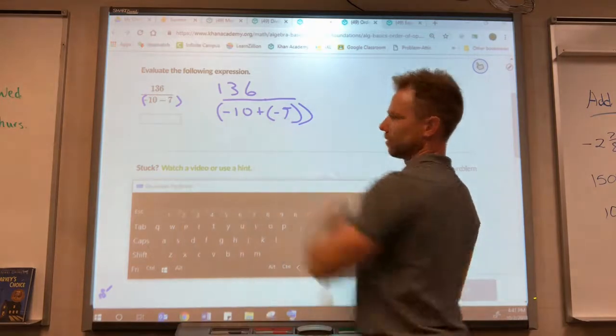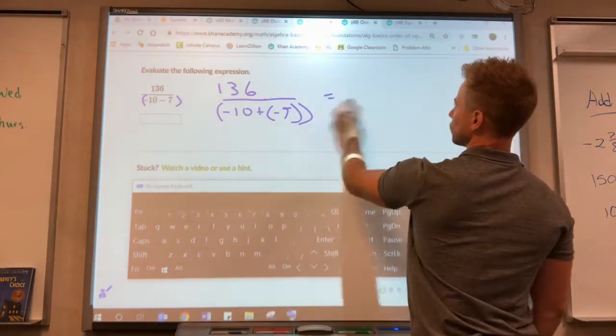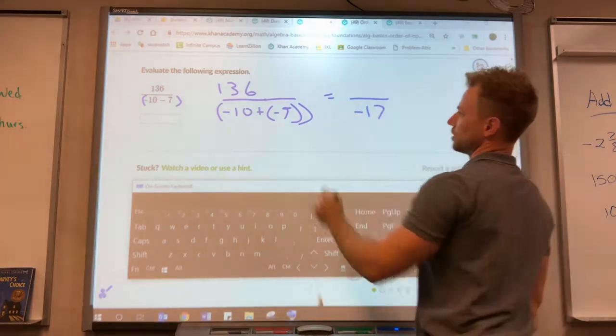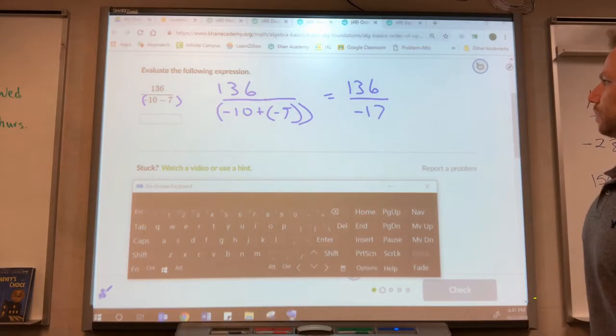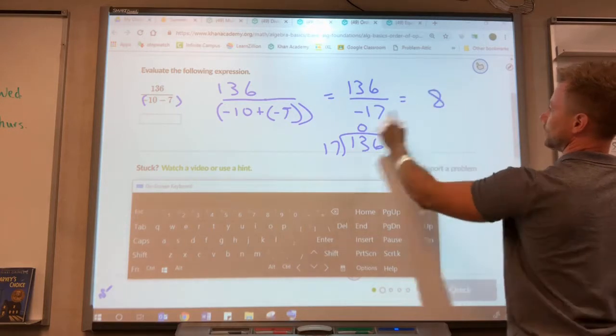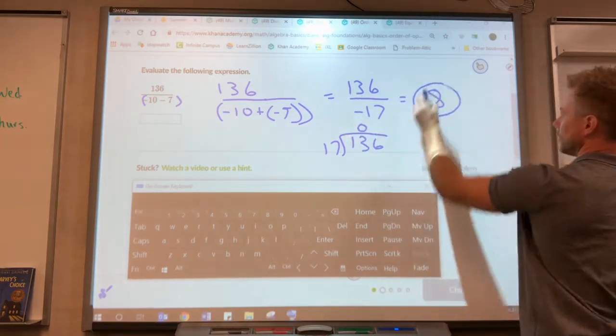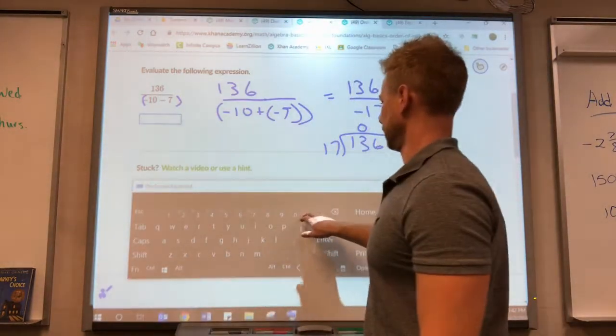They're both negative, so we call that like. We add, keep the original sign. So that's going to turn out to be negative 17. And we have 136 divided by negative 17. All right, and that 136 divided by 17 is 8. We have a positive and a negative, so we're going to keep it negative. Turns out to be a negative 8.